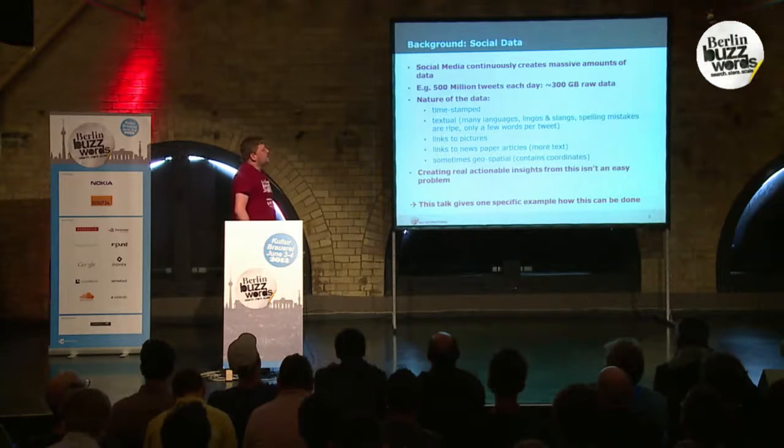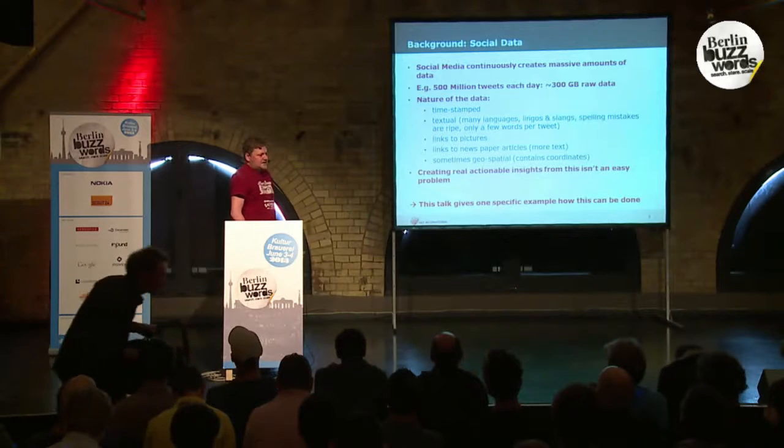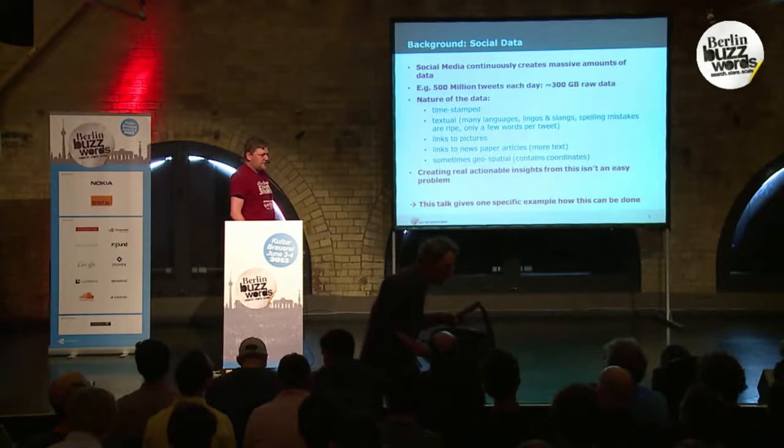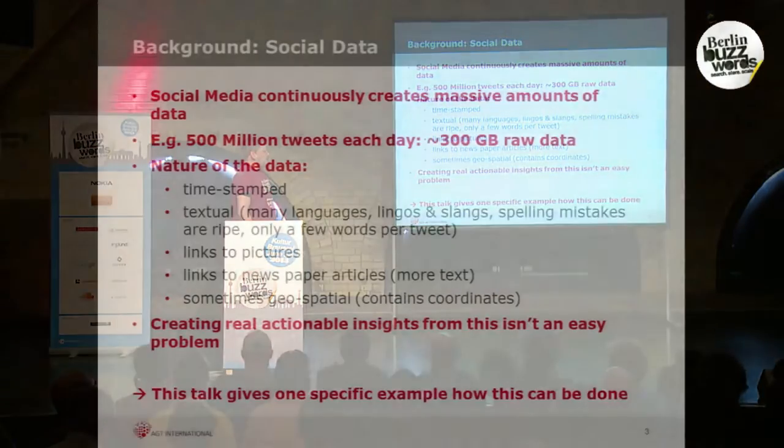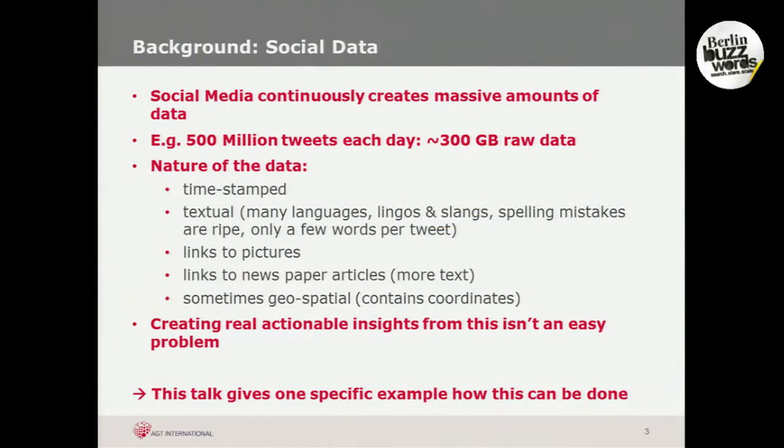Okay, social data. Social media continuously creates massive amounts of data. There are 500 million tweets each day. That's about 300 gigabytes of data just coming in every day as a constant stream. And the nature of the data is also rather special. It's time-stamped, first of all. That's something you can work with, and that's something you should work with, because usually people are interested in what happened now or just recently, and not so much what happened 5 weeks ago.